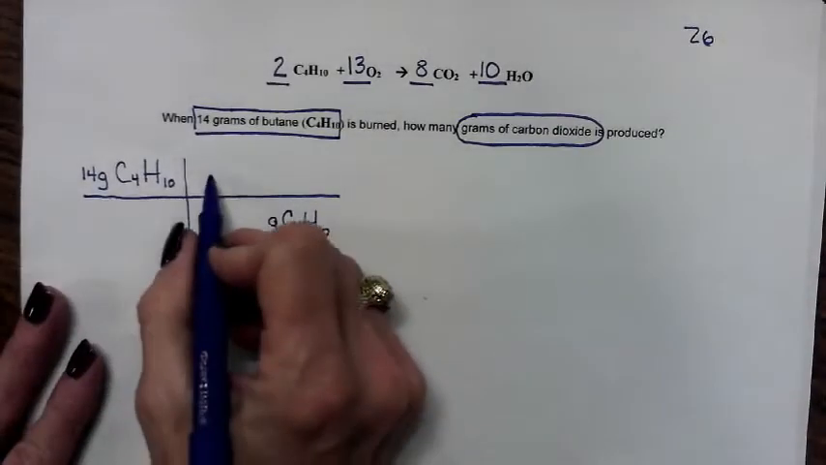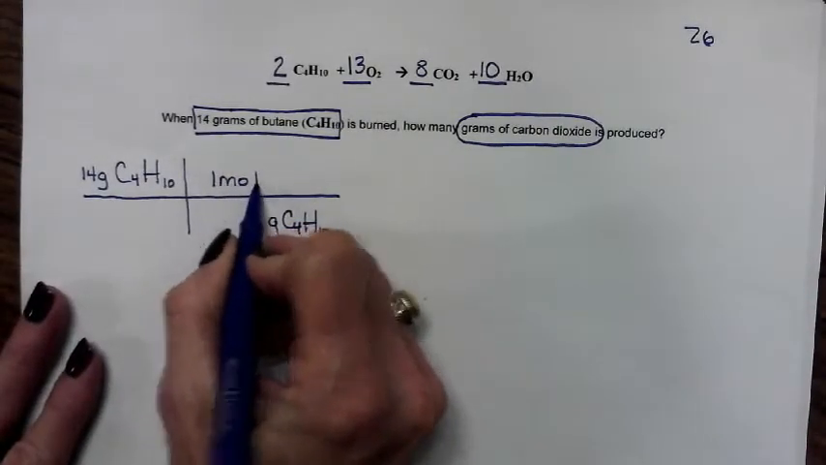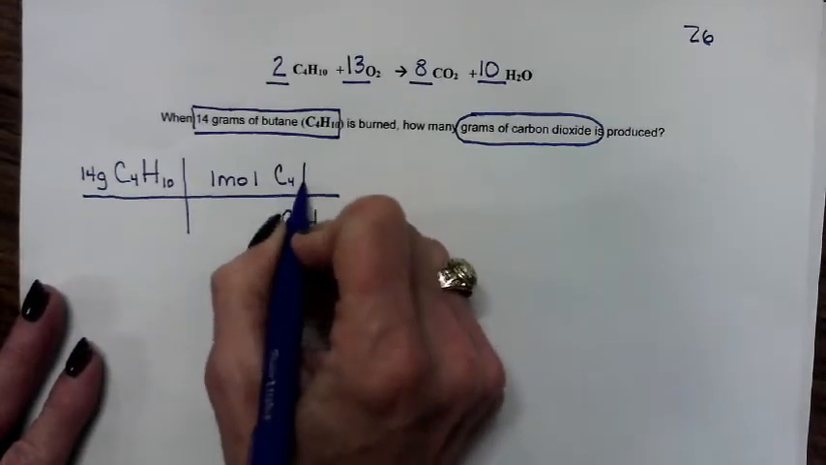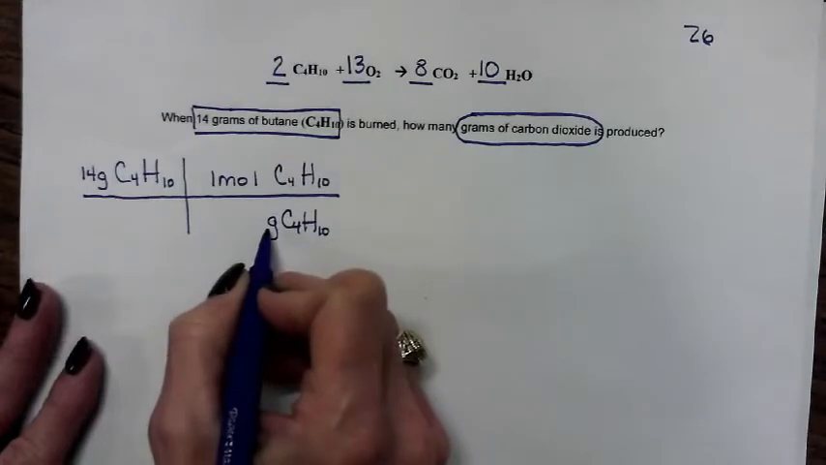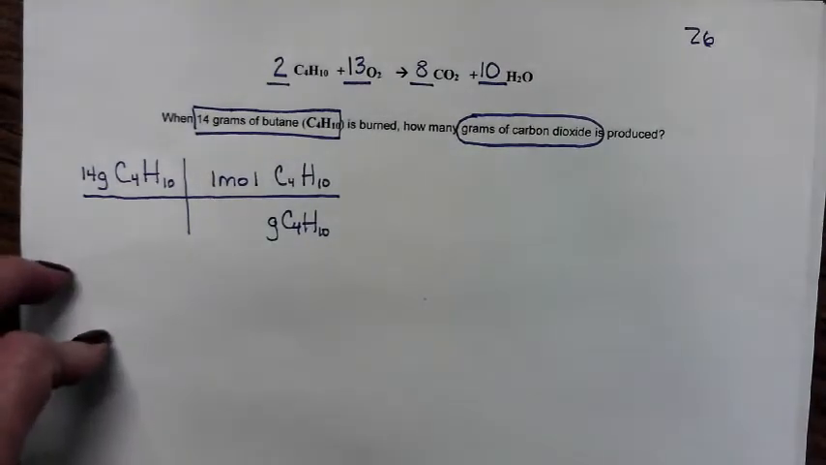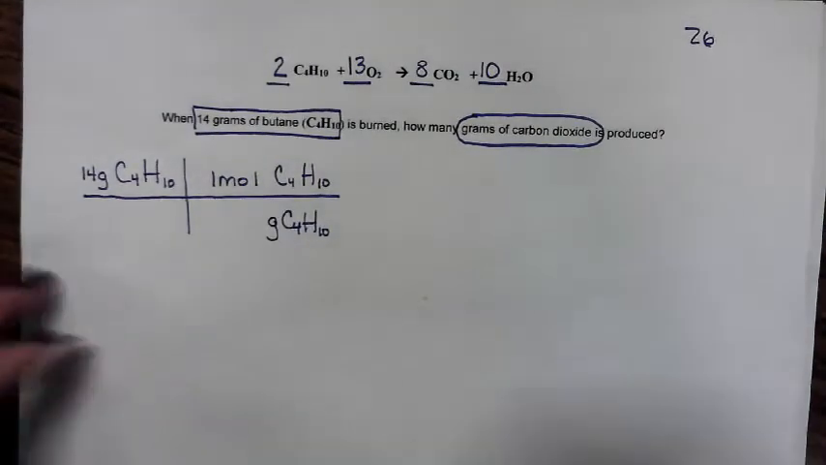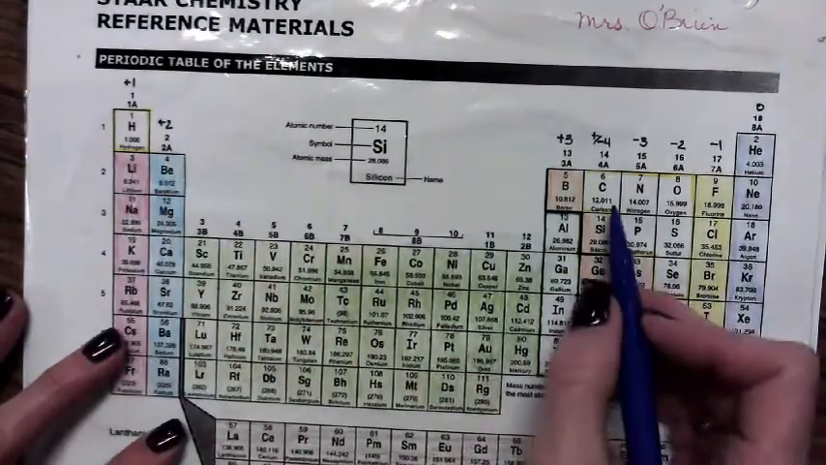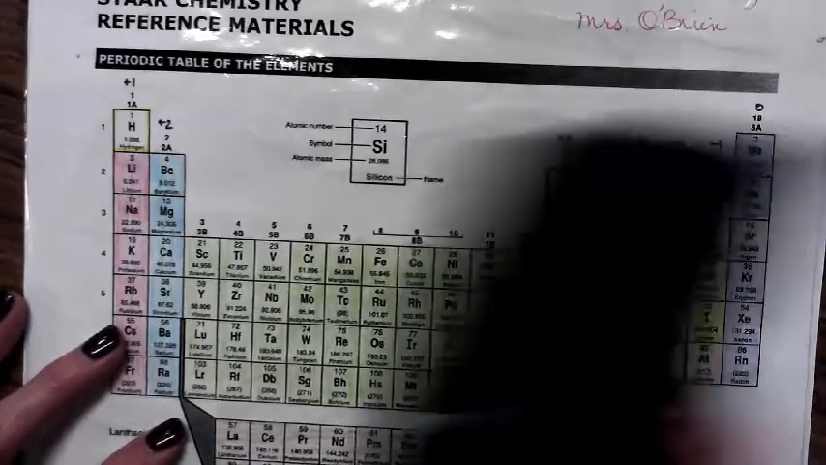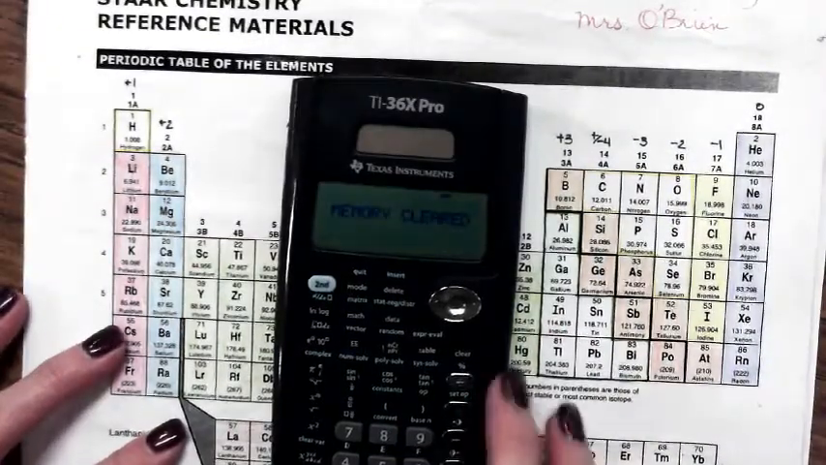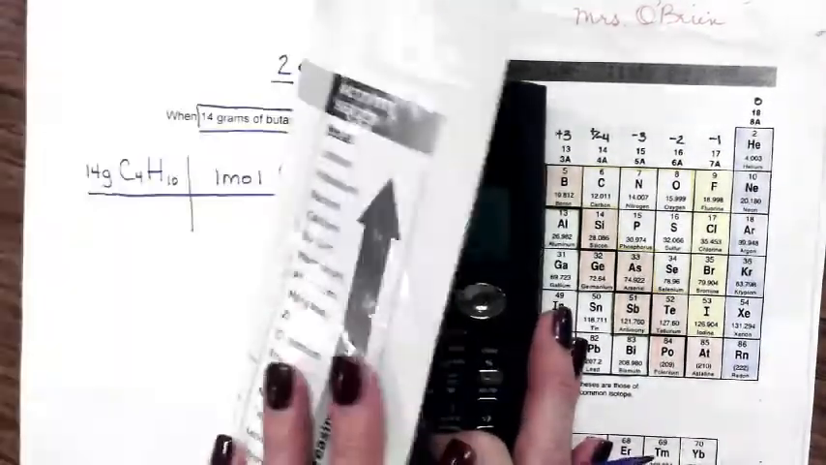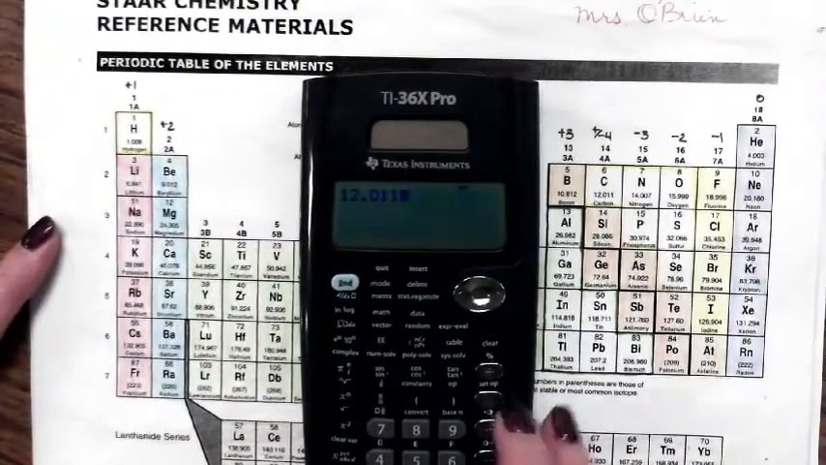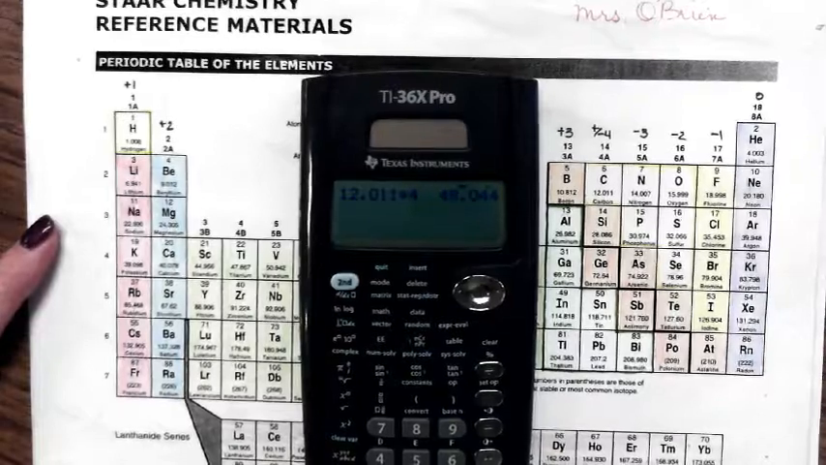So I do 1 mole of A, which in this case is butane, and I need to put it over the molar mass. Well, in order to calculate a molar mass, I use my periodic table. The molar mass of carbon is 12.011, and there were how many? There were 4 of them. So 12.011 times 4. That gives me my carbon.